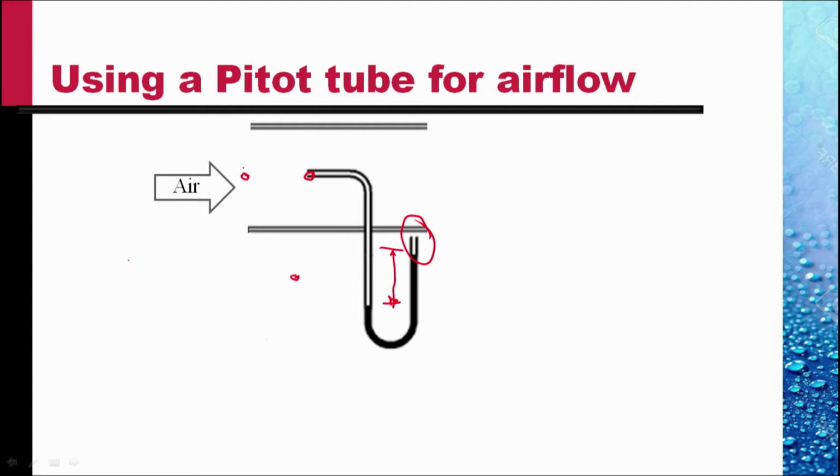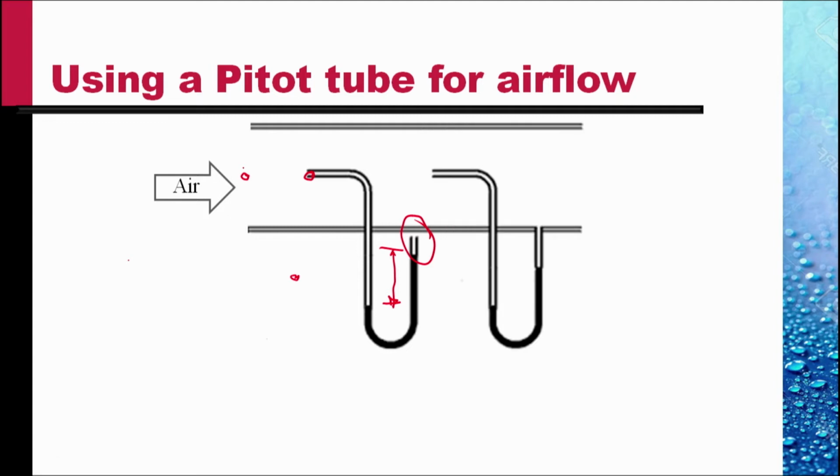In another arrangement, we connect the other limb of the manometer to the wall of the duct. And here, the pressure difference measured by the manometer would be the pressure between this point and this point.